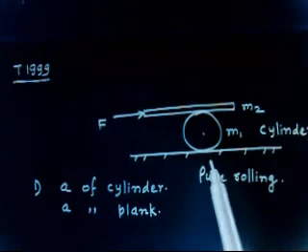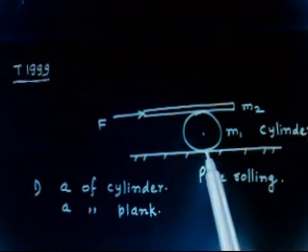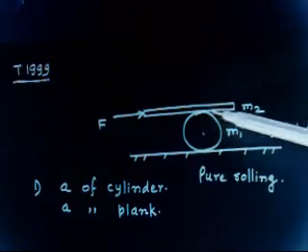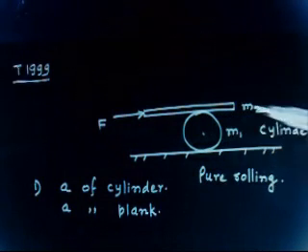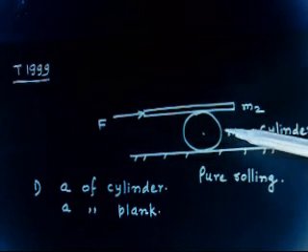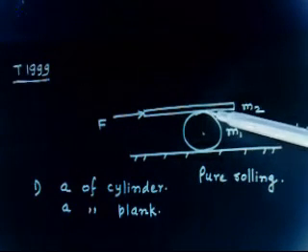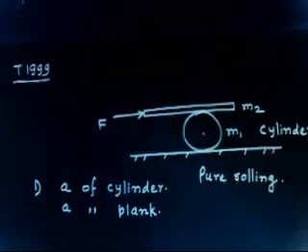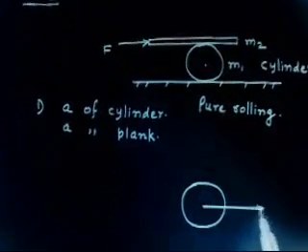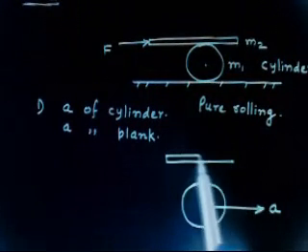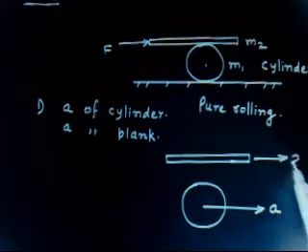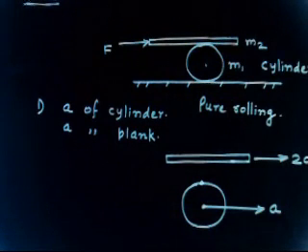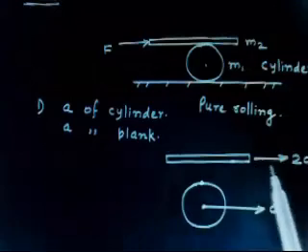Let me ask one thing. If the situation is pure rolling, what is the velocity of lowest point? It is 0. What is the velocity of the center of mass? That is v. What is the velocity of the topmost point? 2v. This means I can say if the acceleration of center of mass of cylinder is a, then acceleration of topmost point is 2a. This means acceleration of plank is 2a. So this is my cylinder. If this cylinder has acceleration a, then my plank will have acceleration 2a, because the plank is in contact with the topmost point, and the topmost point will have a velocity 2 times the velocity of center of mass. So center of mass has acceleration a, topmost point will have acceleration 2a.